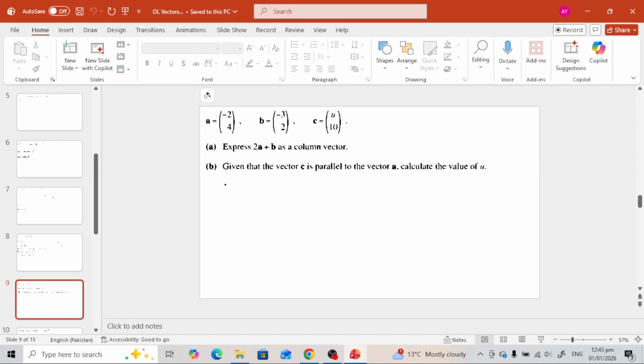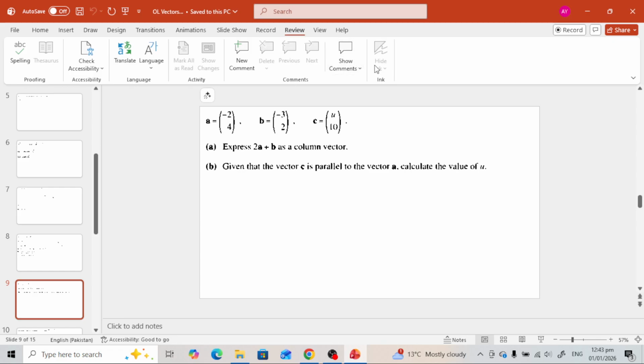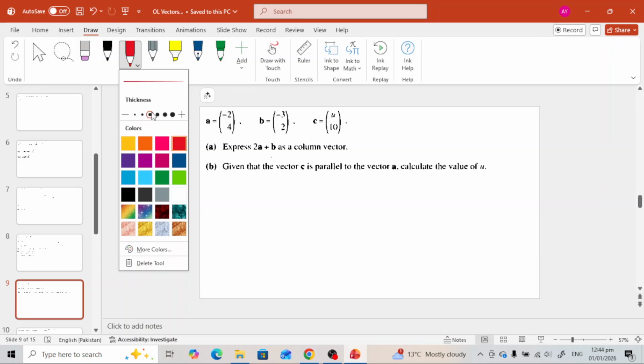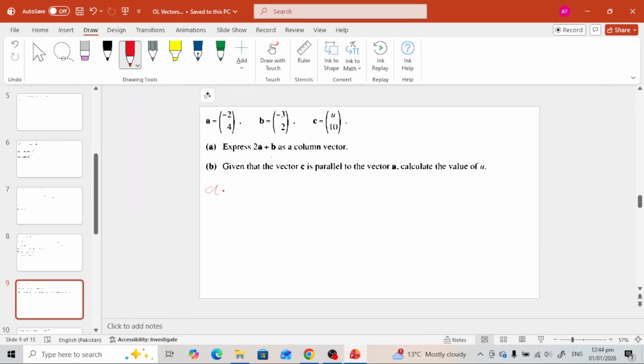Yes, so let us start solving this one. Part A. 2A + B is equal to 2 times vector A, plus this B, that is this vector, (-3, 2).